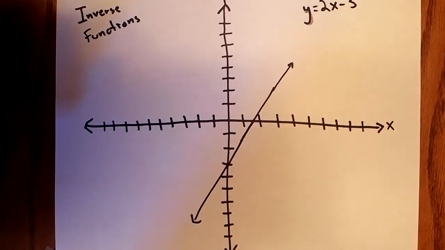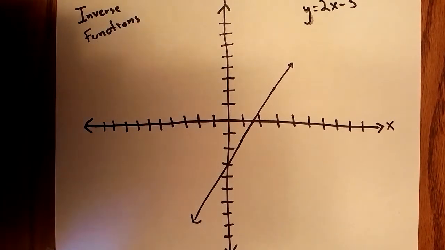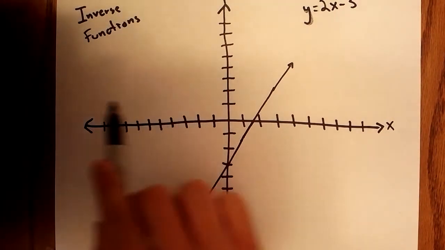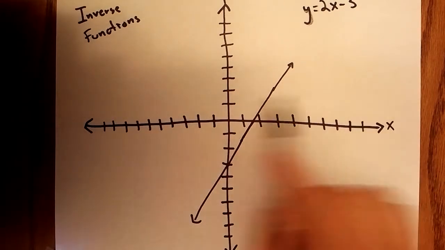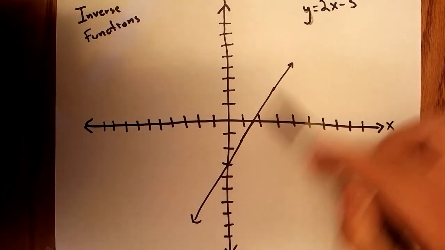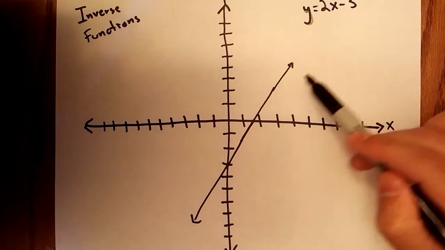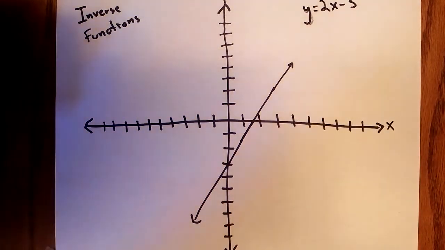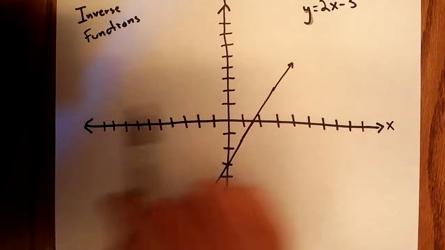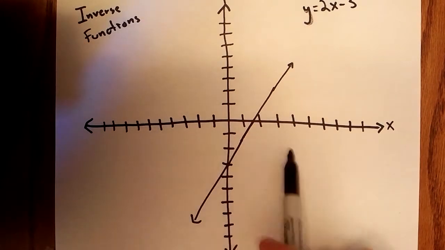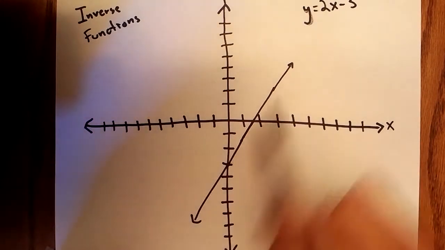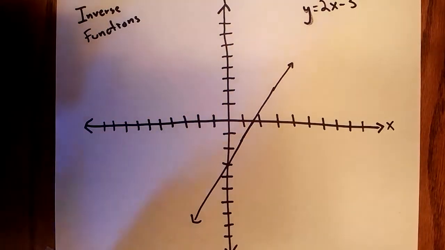This sounds complicated, but it can be easily tested by using the horizontal line test, which means that if you draw a horizontal line through any point, it will only cross through one point on the function. For this example, if we drew any horizontal line, it would only cross through one point on this function here. That is how we know that it should have an inverse.